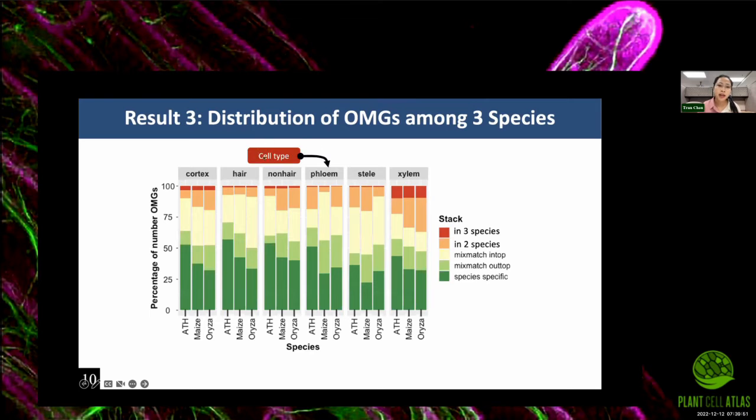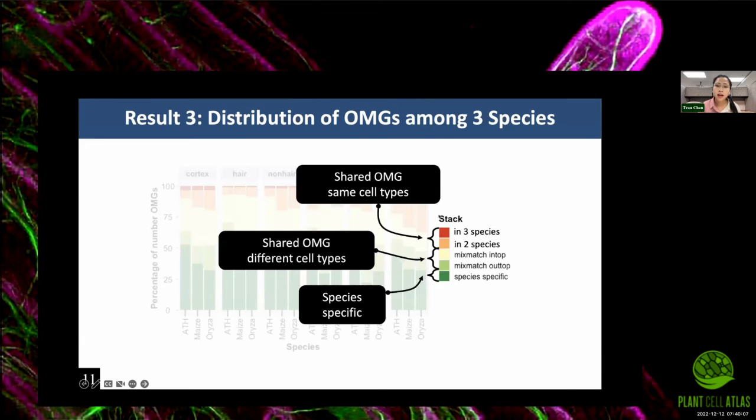You can see right here, this is the cell type, and the y-axis is showing percentage of OMG. The x-axis is showing the plant species, and the color in the plot is the OMG components. You can see right here, the red and the orange box is showing shared OMG with the same cell type. The next 2 colors show shared OMG with different cell type. And the last one is species-specific OMG.